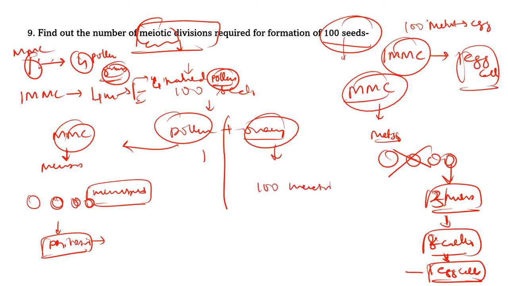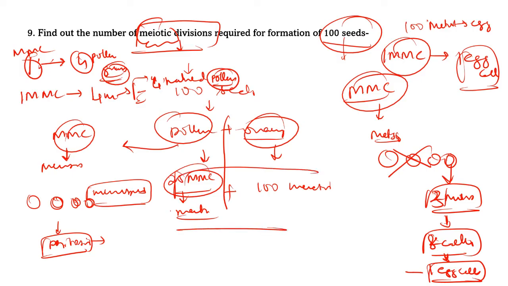But in the case of pollens, to produce 100 pollen grains, only 25 microspore mother cells should undergo meiosis. So it is 25 meiotic events here. If we add these two, it will be 125. So 125 meiotic divisions will give us 100 seeds. So this is how it is.